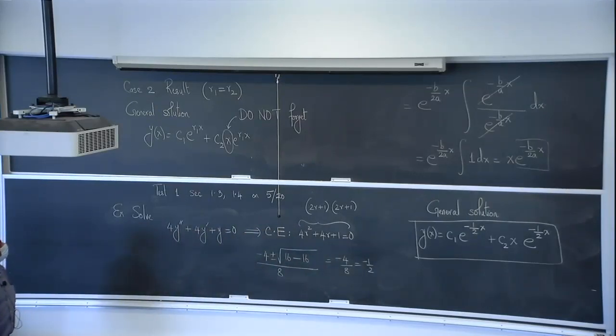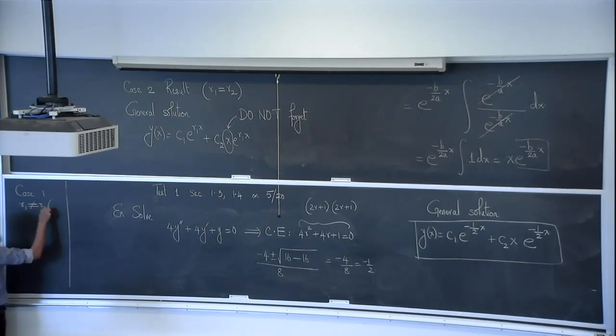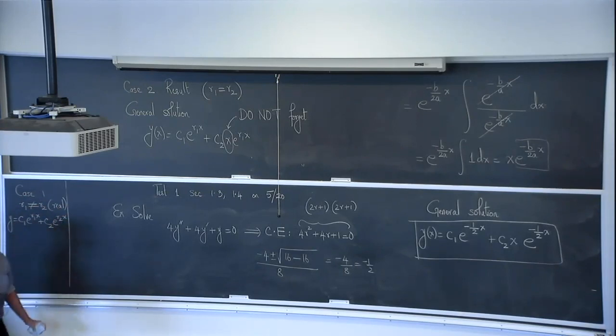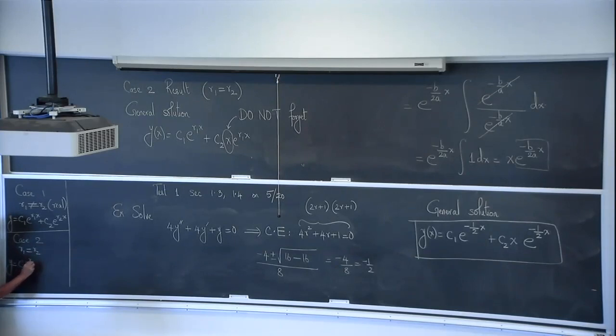So case 1 was R1 not equal to R2. Let's just make a list here. Case 1, R1 not equal to R2, but both of them were real. In that case, you had y equal to c1 e to the power of r1x plus c2 e to the power of r2x. In case 2, if R1 equal to R2, of course they are real, in that case, you have y equal to c1 e to the power of r1x plus c2 x e to the power of r1x.